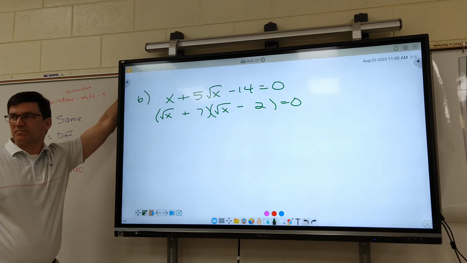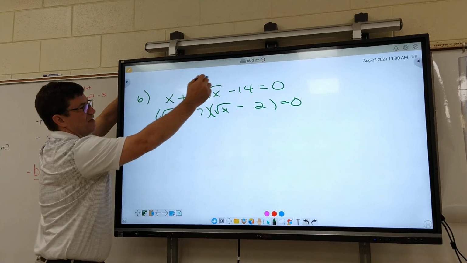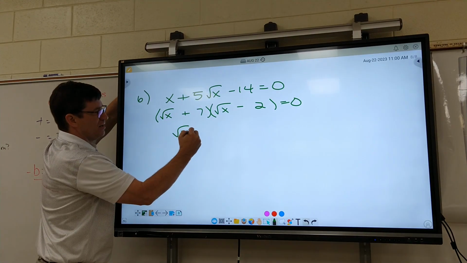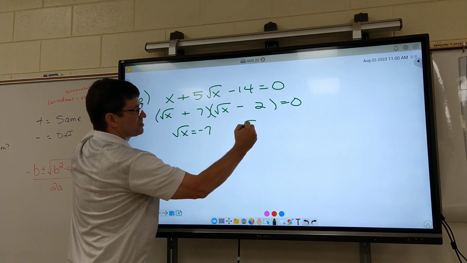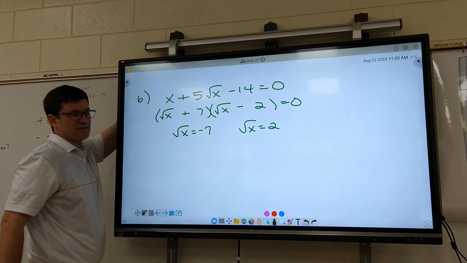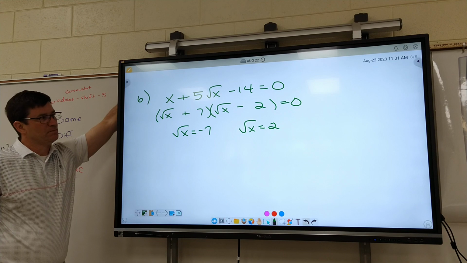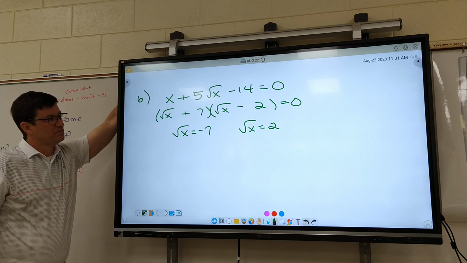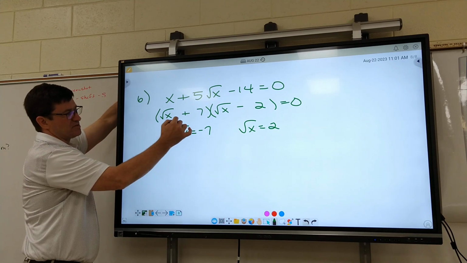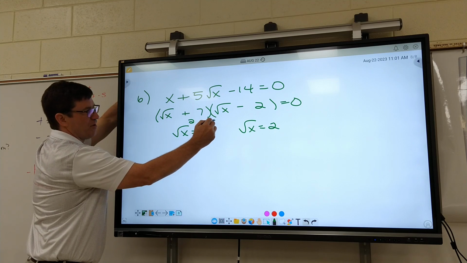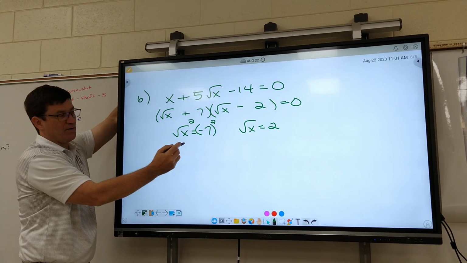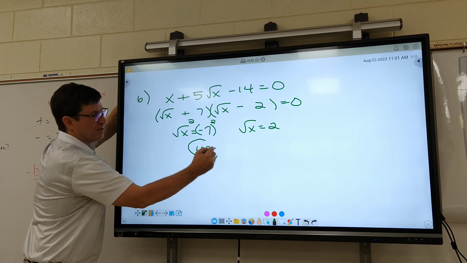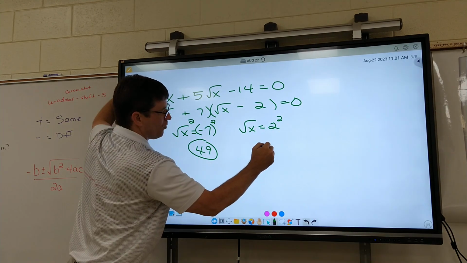What's next? Good. Move plus 7 over across the equal sign. It makes it negative 7. Move minus 2 over across the equal sign. Makes it positive 2. All right, so now we got to get rid of the square root symbol. So now we're going to square both sides. If you square that in your calculator with parentheses around it, you're going to get 49 here. 2 squared is 4 there.